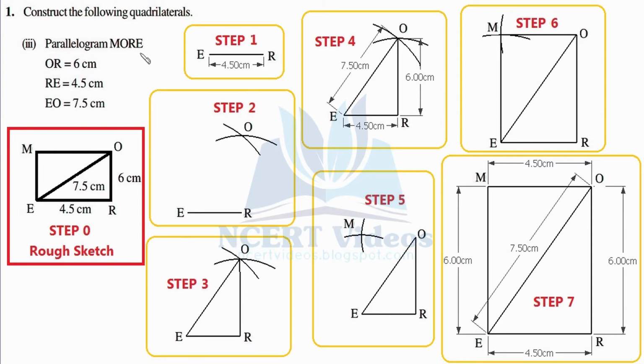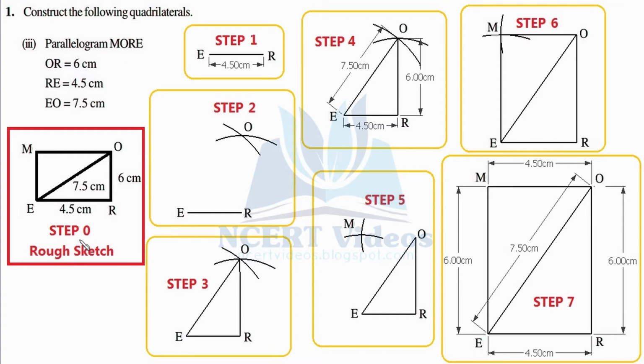Here it is not continuous. That is, one letter is missing. That is, it skips one letter. Therefore, line segment EO equal to 7.5 cm must be the diagonal of this parallelogram MORE. With this, we got all the information about this parallelogram.